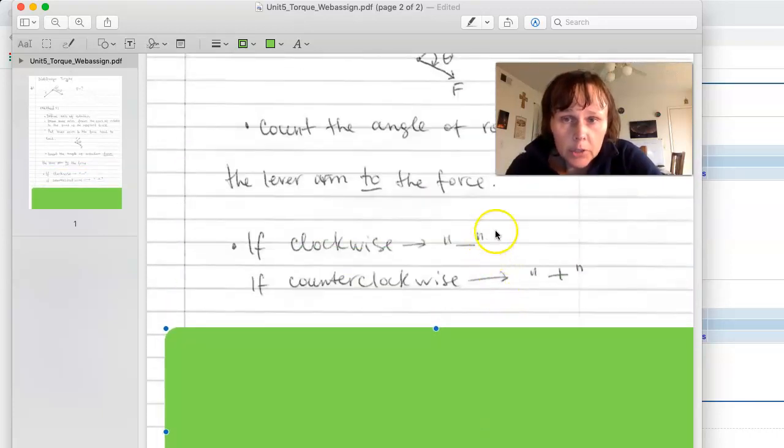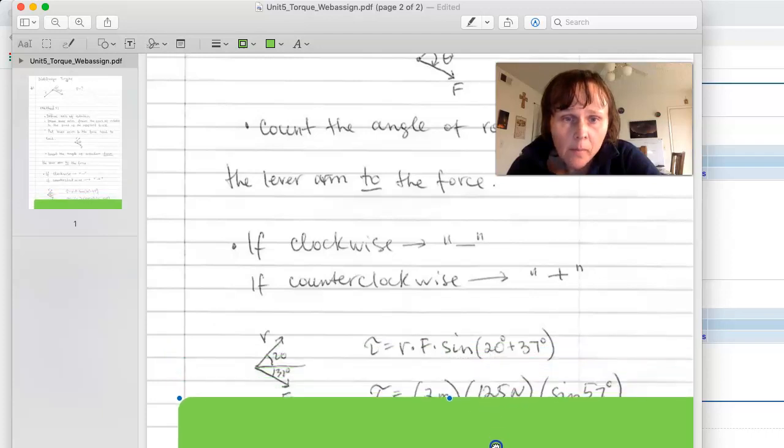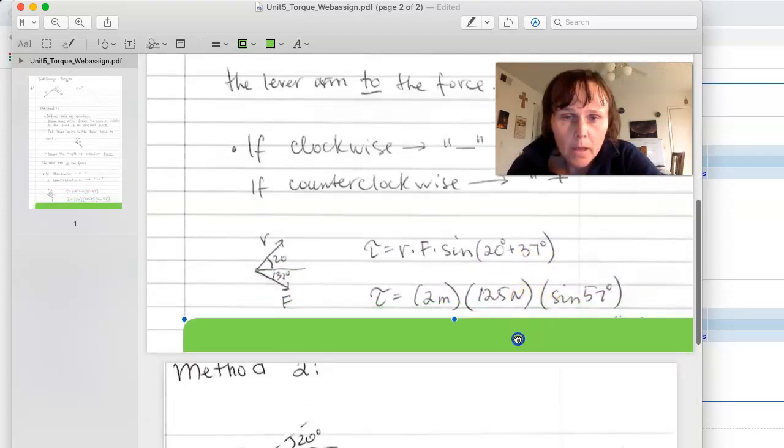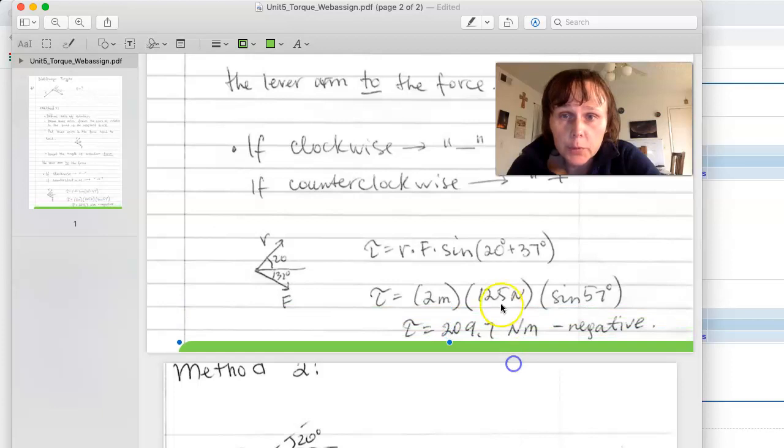And by definition, if it's clockwise, then it's negative. If counterclockwise, it's positive. And that is how you solve the direction.